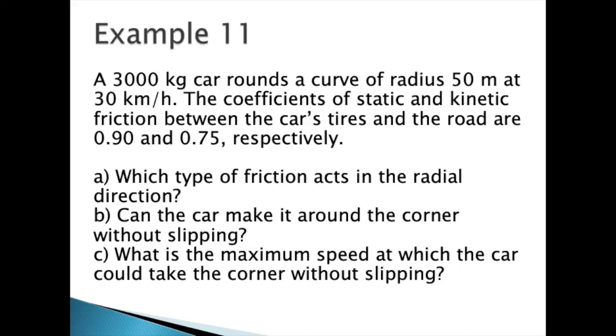Example 11. A 3,000 kilogram car rounds a curve of radius 50 meters at 30 kilometers per hour. The coefficients of static and kinetic friction between the car's tires and the road are 0.90 and 0.75 respectively. A, which type of friction acts in the radial direction? B, can the car make it around the corner without slipping? And C, what is the maximum speed at which the car could take the corner without slipping?